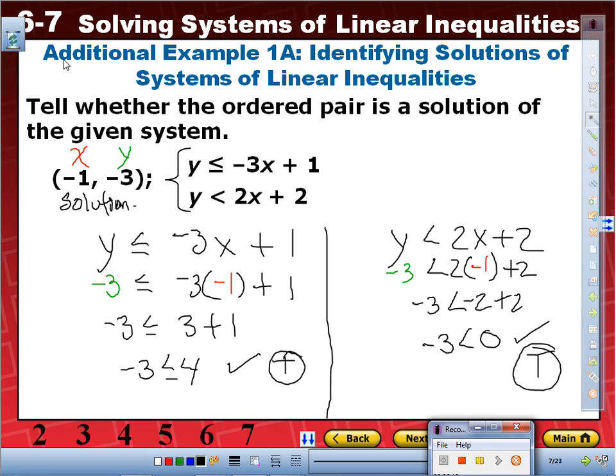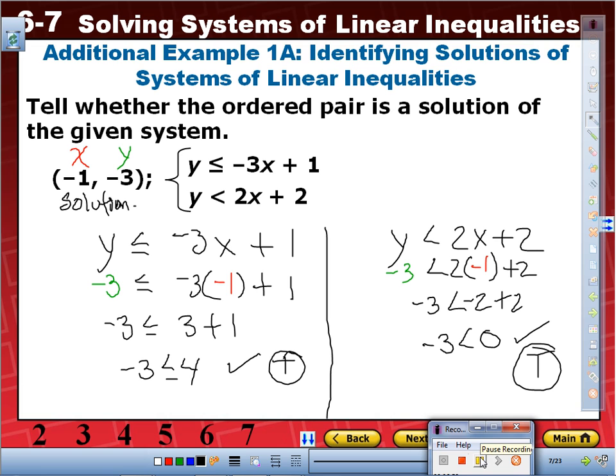All right, so pretty much it says tell whether the ordered pair is a solution of the given system. All we have to do is substitute this into each inequality. Both of them need to be true in order for this point to be a solution. Tell your neighbor what I just said. That is correct. So therefore, what happens if one of them's not true? Then it's not a solution, okay? So with that said, copy this next one down, please.